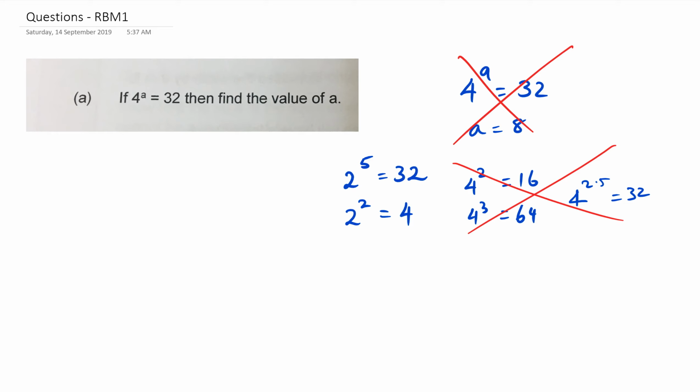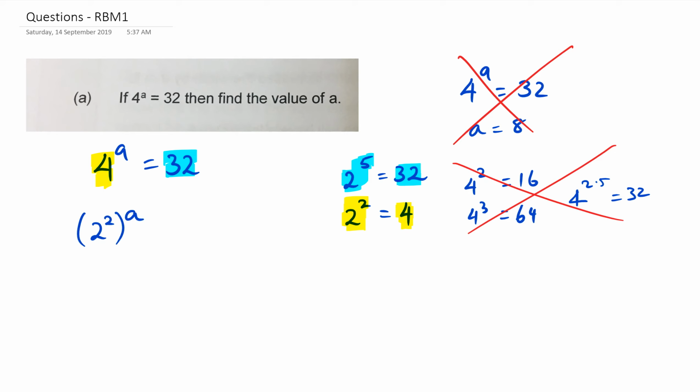So what I'm going to do is rewrite this whole question. Instead of having 4, a and 32, I'm going to rewrite it with 2 to the power of 2 and 2 to the power of 5. I'm going to replace this 4 with 2 squared because that's what 4 is equal to, and I'm going to replace 32 with 2 to the power of 5 because that's what 32 equals.